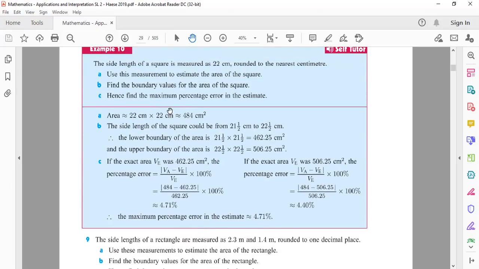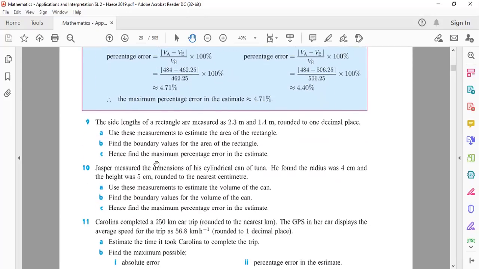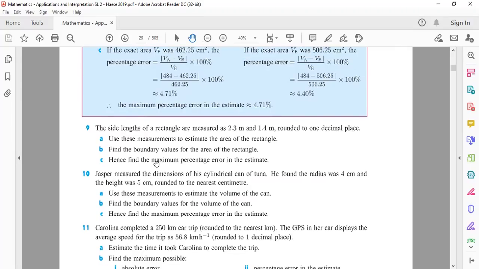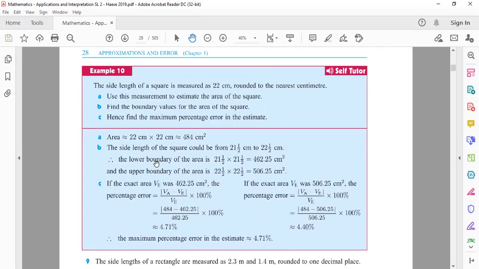Okay, the C part is the maximum percentage error. So you have to compare both the errors and find which one is maximum. So you have to find the upper boundary and lower boundary. Okay, you have to use this. So can you try the 10th question? See here, first you have to use this measurement to estimate the area of the square. So 22 into 22, estimate the area. B, find the boundary values of the area of the square. So the lower boundary is 21.5 into 21.5 and the upper boundary is 22.5 into 22.5.